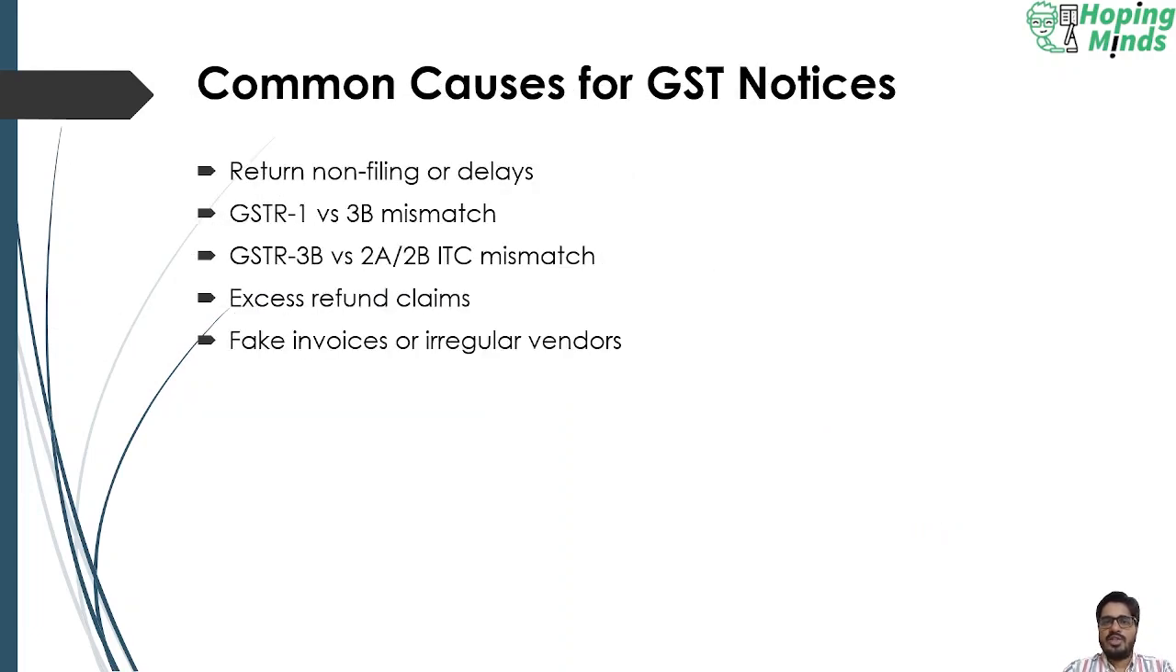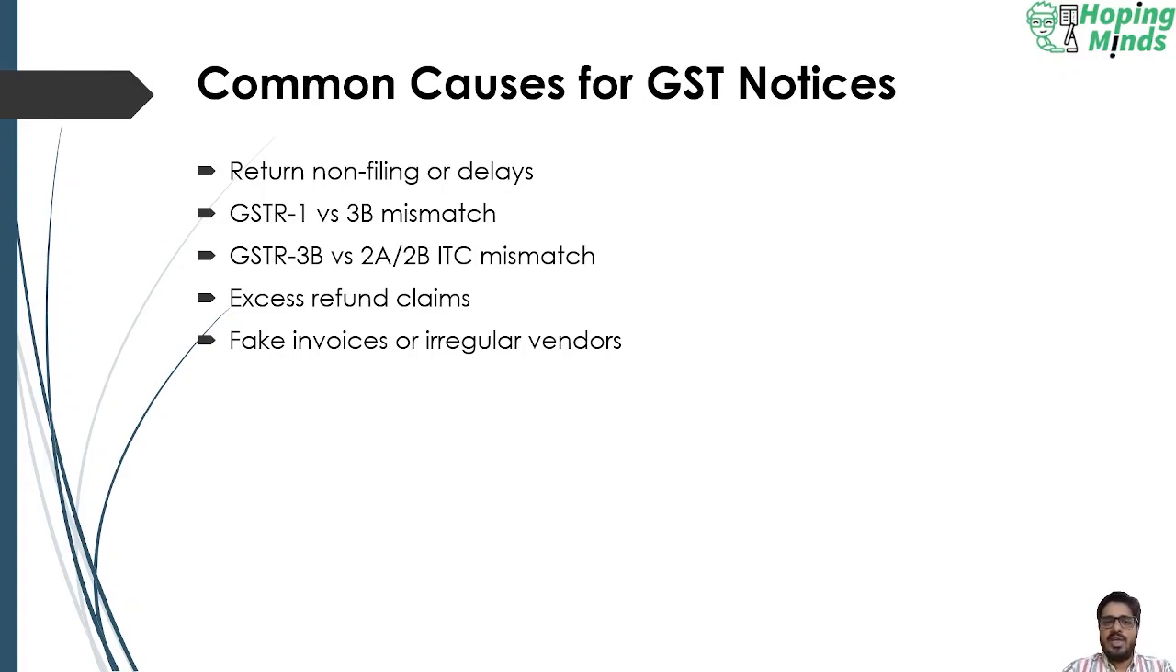So what are the common causes for GST notices? Return non-filing or delays. Due to non-filing of returns or filing of returns beyond the due dates, notices are issued by the GST department. Then GSTR 1 and 3B mismatch. There could be a mismatch in GSTR 1 turnover and GSTR 3B turnover, or the taxes in both the returns. Then also notices will be issued by the department.